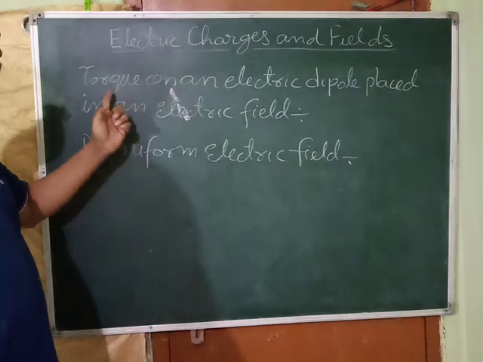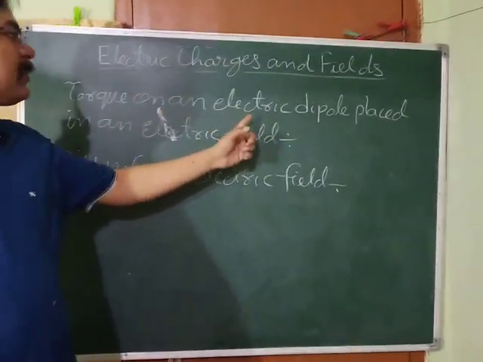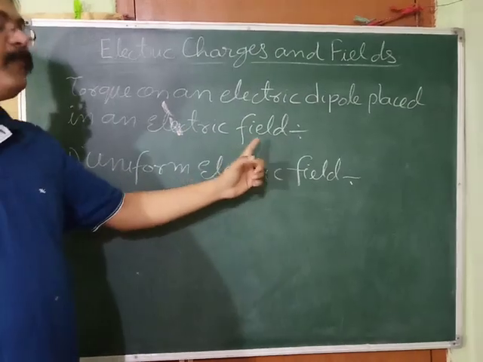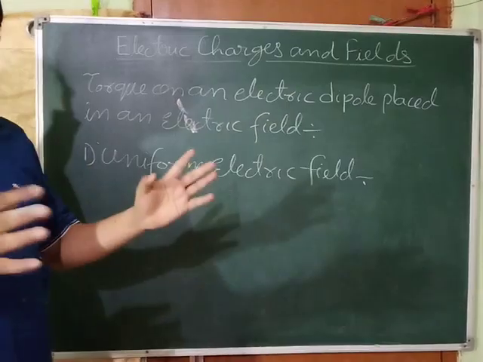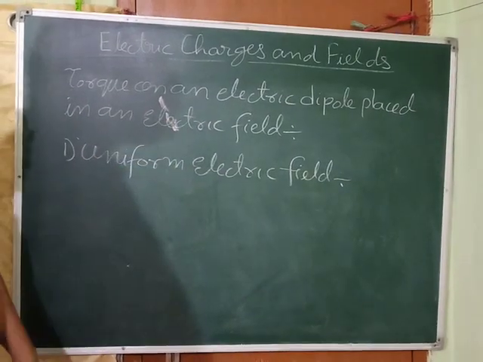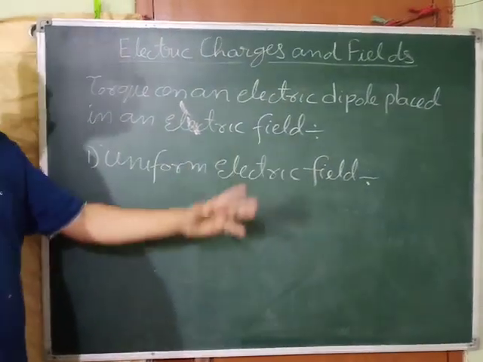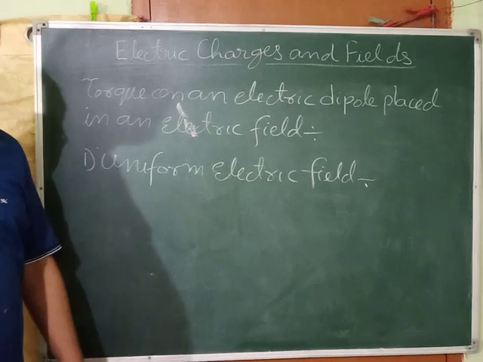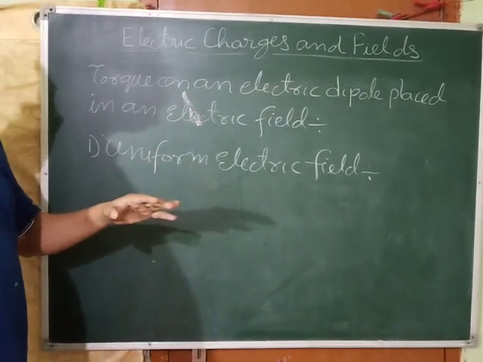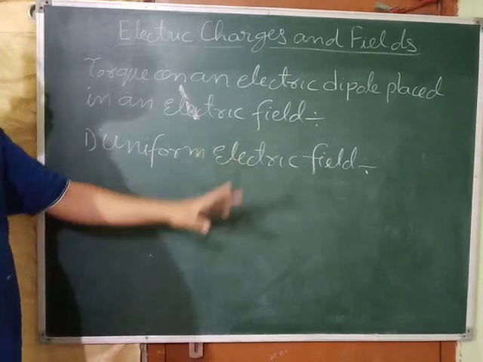Our next topic is torque on an electric dipole placed in an electric field. Okay. So an electric dipole is placed in an electric field. Now, the electric field can be of two types: one is uniform electric field, another is non-uniform electric field. We will discuss the non-uniform electric field later on. First we are going to discuss the uniform electric field.